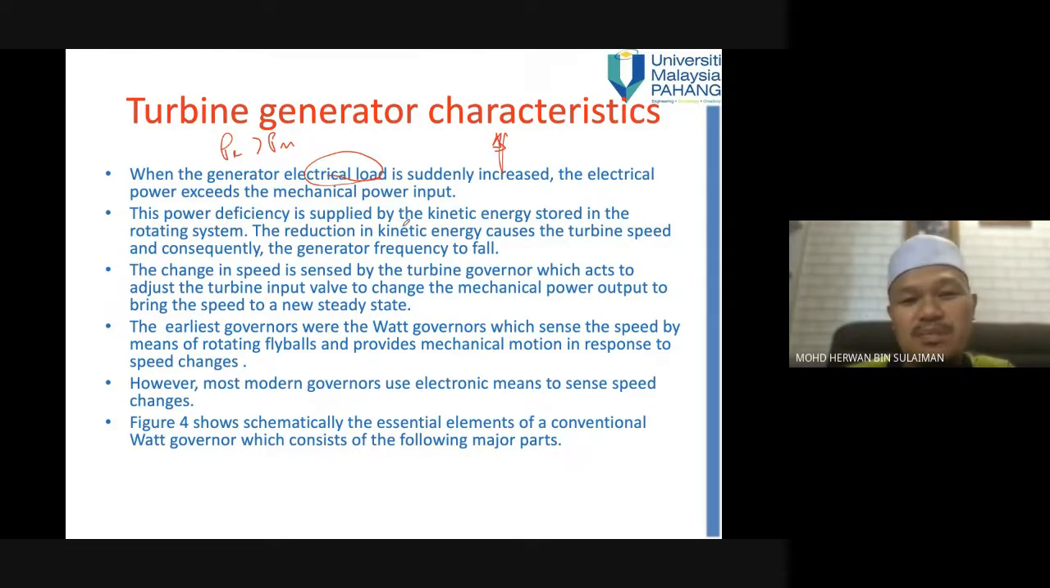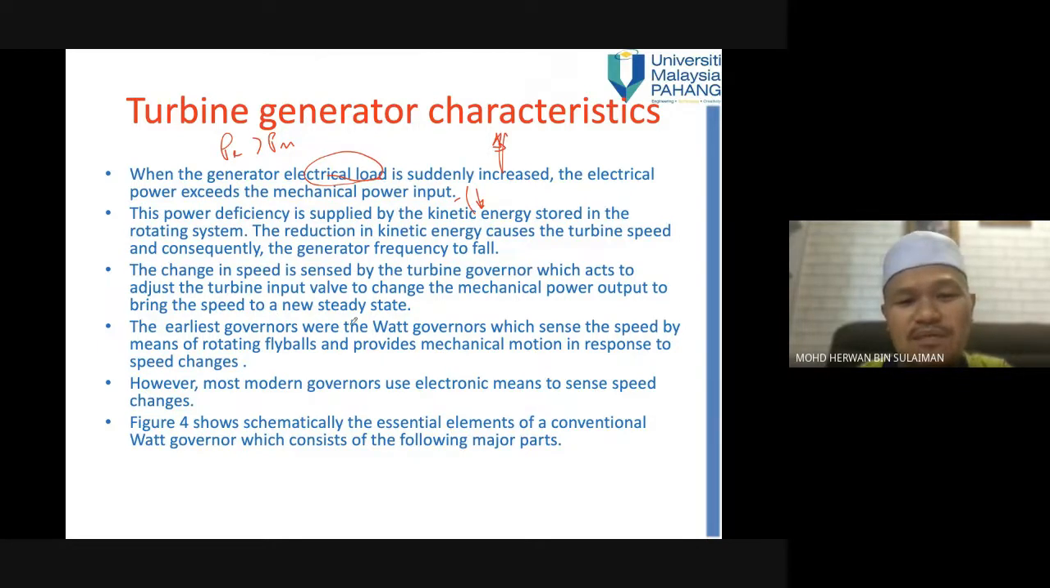This power deficiency is supplied by the kinetic energy stored in the rotating system. The reduction in energy causes the turbine speed and consequently the generator frequency to fall. So bila macam tadi lah, when your electrical load is up, your frequency will go down. Okay, the change in speed is sensed by the turbine governor, which acts to adjust the turbine input valve to change the mechanical power output. So dia akan open the valve to make sure that there is more input to increase the mechanical output to make sure that your PE and PM are at the steady state lah.